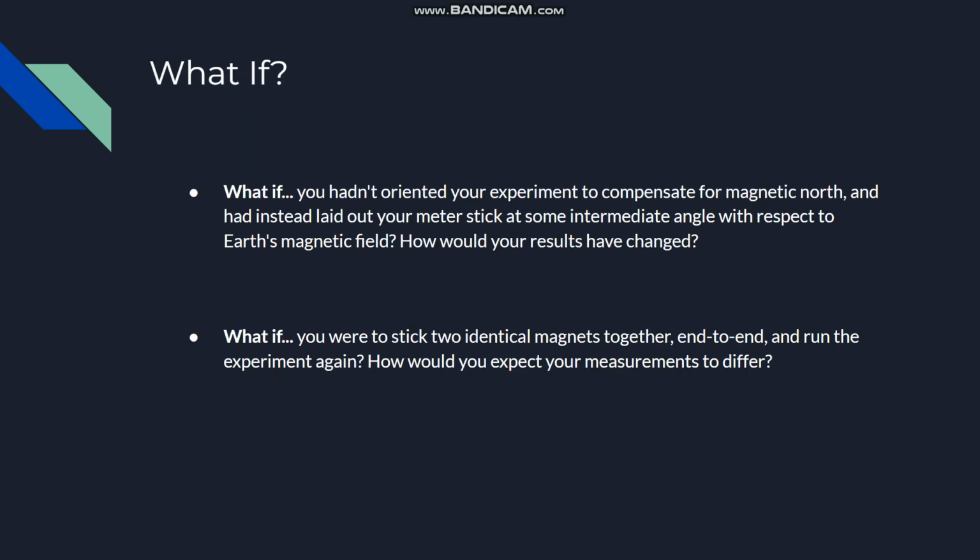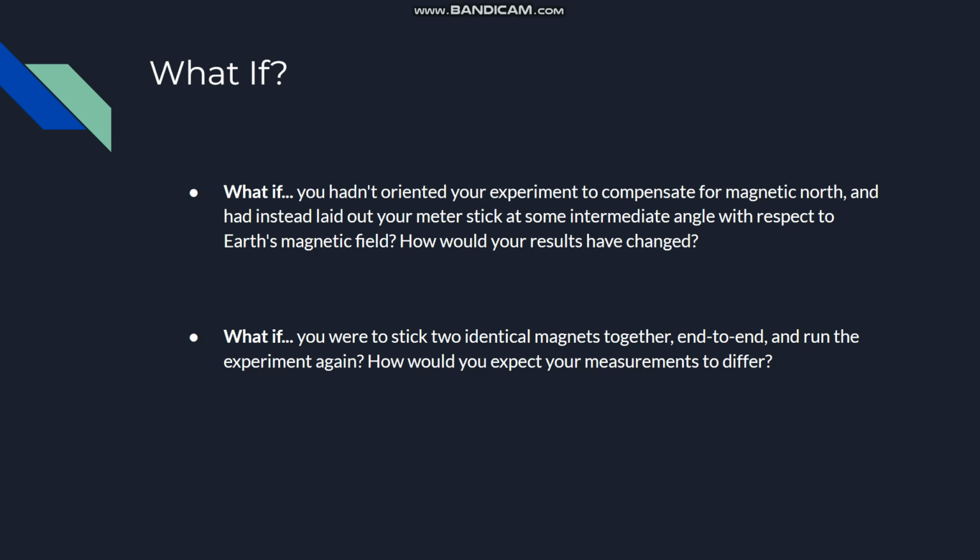So what if you haven't oriented your experiment to compensate for the magnetic north and have instead laid out your meter stick at some indeterminate angle? Well, we would have to account for that somehow, because that's just how the phone works. So we would probably have to subtract something or add something in order to find it. Our results would just have been off, because there's a difference between magnetic north and true north, and how the magnetic field of Earth works.